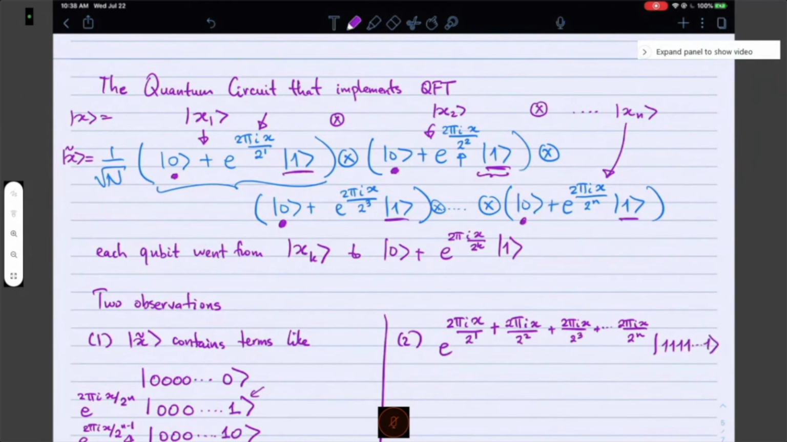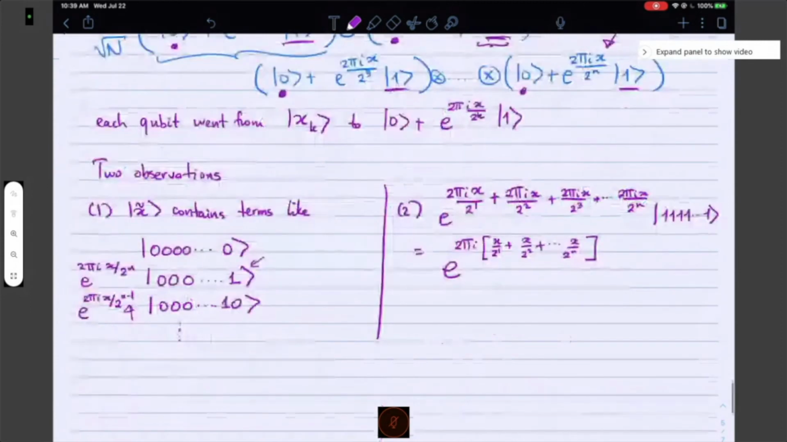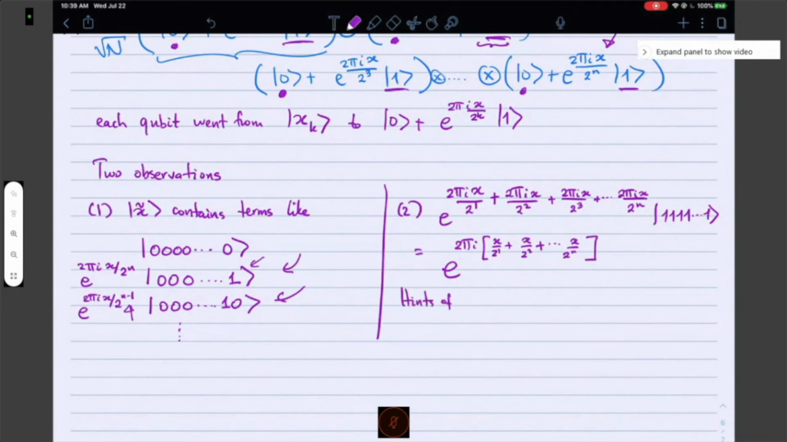If you add these together, what does that look like? That looks like e to the 2 pi i. Let's factor that out. x over 2 to the power of 1, plus x over 2 to the power of 2, all the way to x over 2 to the power of n. So you learn two things from these forms. From this first expression, you can see that the way the phase is applied on each of these states is qubit dependent. So I'm going to just write down hints of the form of the circuit.